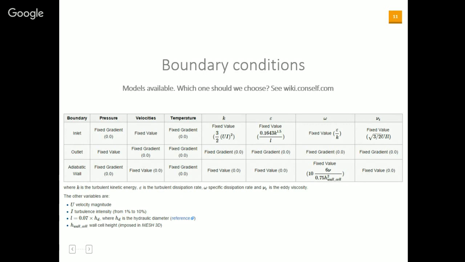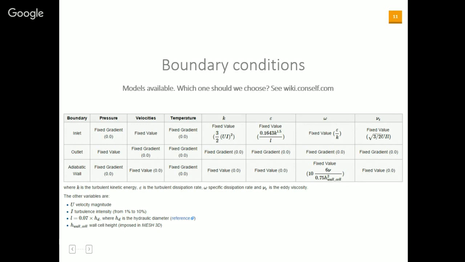We are here just to mention that it's worthwhile thinking about the inlet as a velocity fixed value in which we force a certain velocity to go through the pump. And at this very location, it is also possible to define K, epsilon, omega, and nu t according to the formula we provide here.